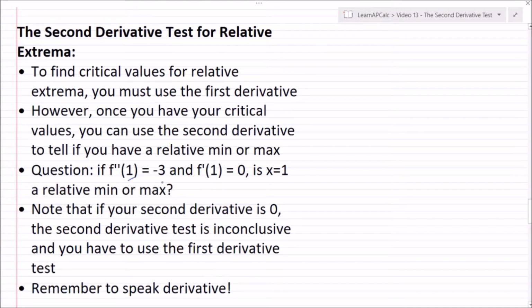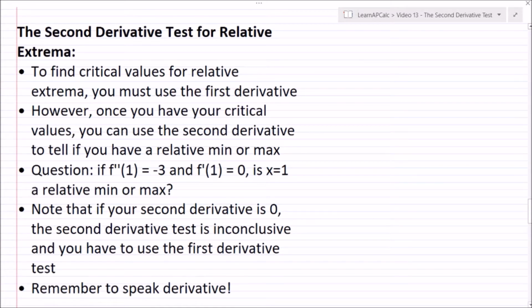So here's a quick question. If f double prime of 1 equals -3, and f prime of 1 equals 0, is x equals 1 a relative min or max? I'll give you a second to think about that. Now, what you should be picturing in your head is our second derivative is negative, so we have concave down, we're sad. And thus, our point here is a relative max. If we were concave up, we'd have a relative min. So that's sort of how the second derivative test works.